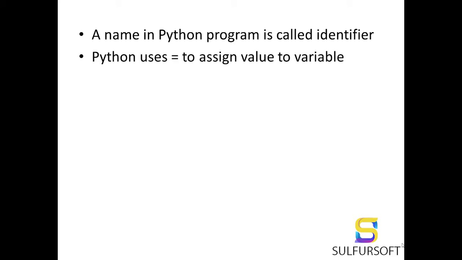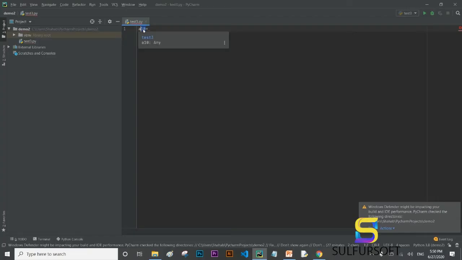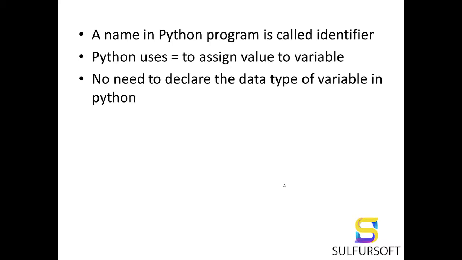In Python, as we have already seen in PyCharm, the equal to sign is used to assign a value to the variable or the identifier. Here, equal to is used to assign the value 10 to the identifier or variable a. 10 is the value of identifier a. You just declare the variable and assign a value. The type of variable becomes whatever the value is.